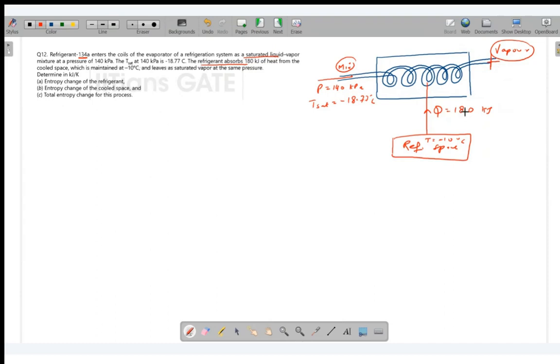Determine the entropy of the refrigerant. Now, I hope you all know one thing. I have already told you earlier the concept of sensible and latent heat. You see here it is liquid plus vapor and here it is just vapor. So inside the coil, it is absorbing heat to convert from liquid to only vapor. That means all the liquid is converting to vapor. Only phase change is happening. So this is latent heat. Latent heat means no temperature change. Only phase change is happening here.